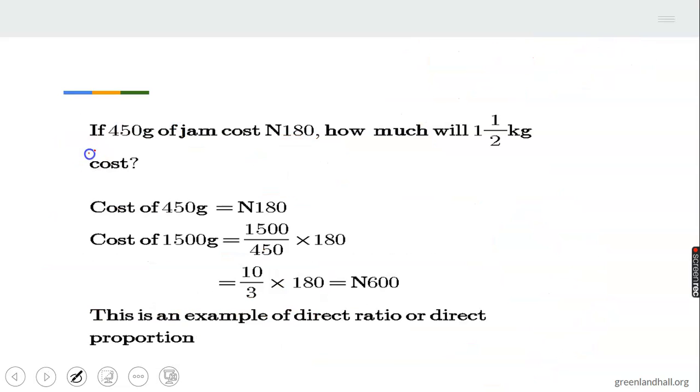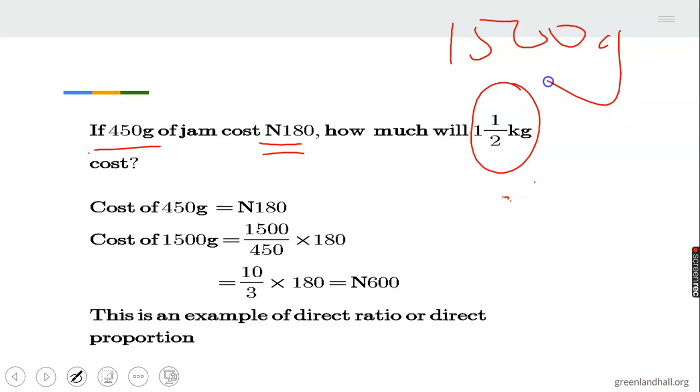Example 2. If 450 gram of jam costs 180 naira, how much will 1 and 1/2 kilogram cost? Don't forget, one is in gram, one is in kilogram. You have to convert this one back to gram, which is 1,500 gram, because 1.5 kilogram multiplied by 1000 will give you 1500 gram.